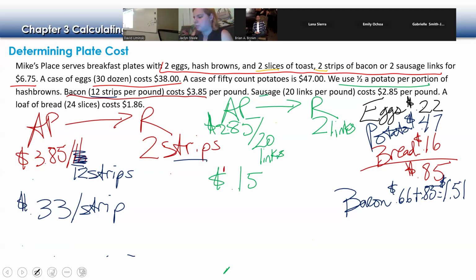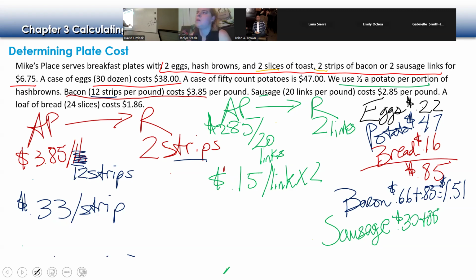So 15 cents per link. Times 2 is 30 cents. So sausage is 30 cents plus 85, that is equal to $1.15. So bacon cost me $1.51 to make. Sausage cost me $1.15 to make.